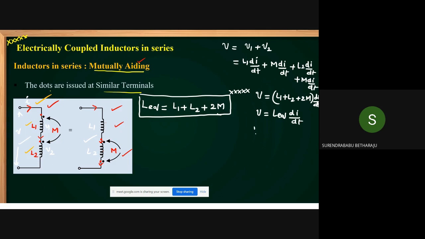Then what is L equivalent here? The L equivalent is equal to L1 plus L2 plus 2M. By derivation only, but not required, but a very important formula for any competitive point. That is L equivalent equal to L1 plus L2 plus 2M. Clear, friends? What is mutually aiding? If the dots are placed at similar terminals.